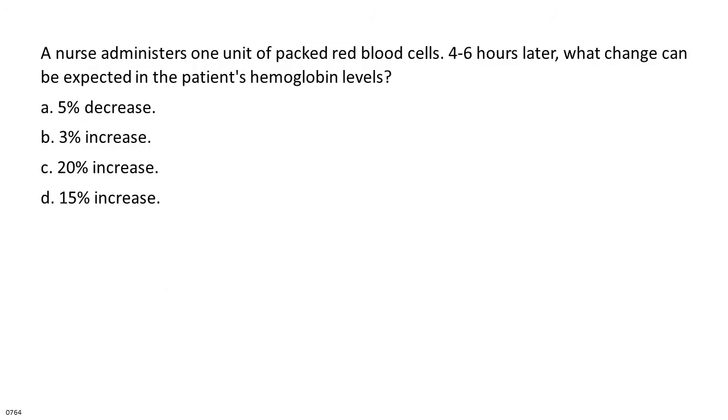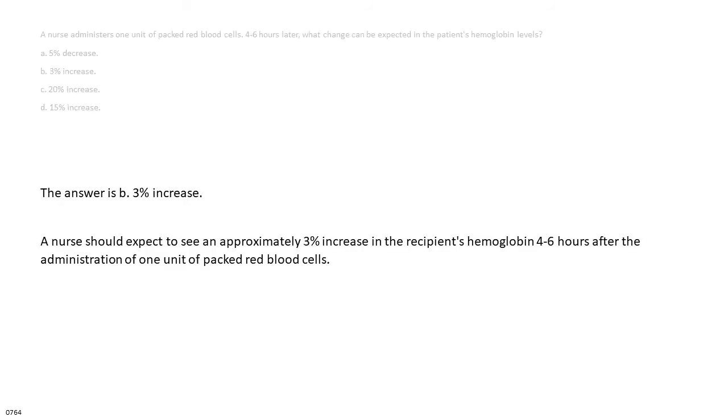A nurse administers 1 unit of packed red blood cells. 4 to 6 hours later, what change can be expected in the patient's hemoglobin levels? A. 5% decrease. B. 3% increase. C. 20% increase. D. 15% increase. The answer is B. 3% increase.